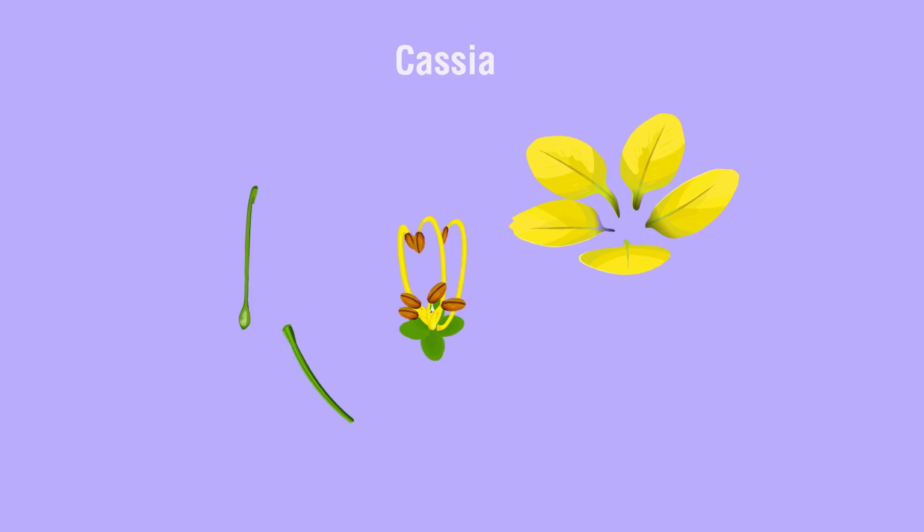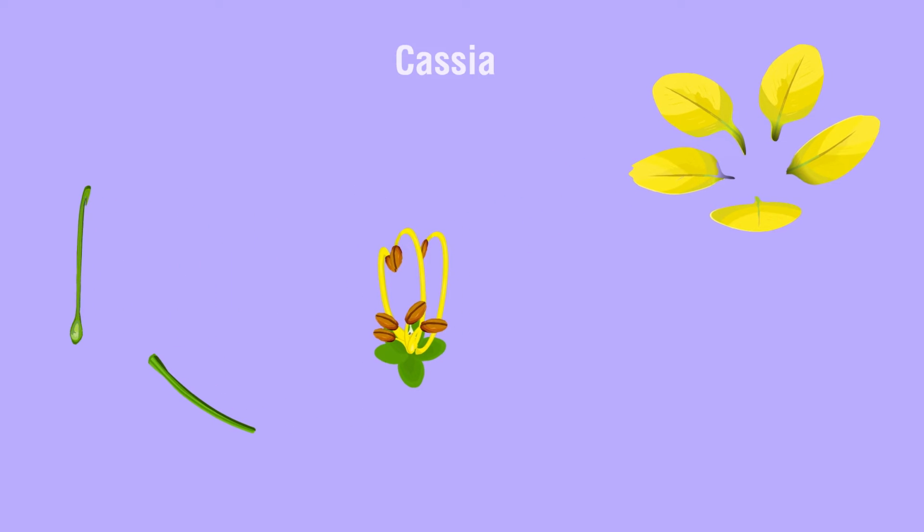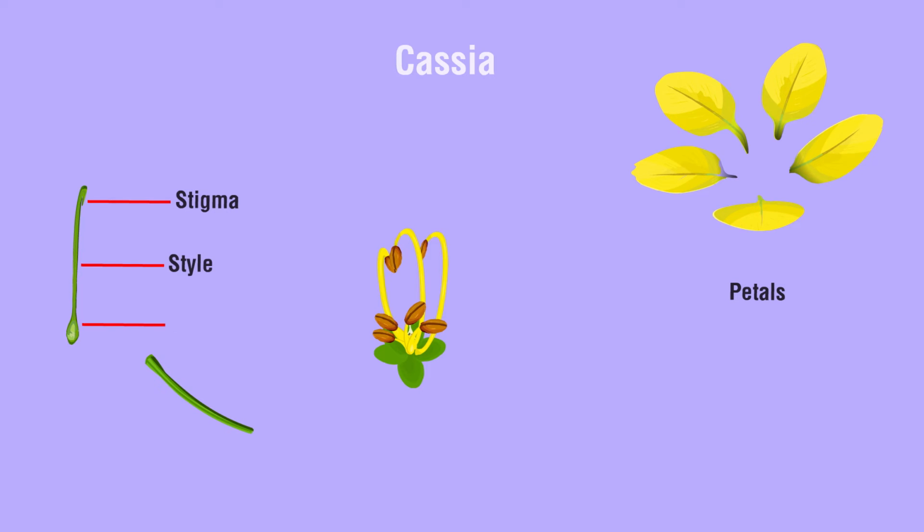Let's take the count of each whorl in cassia flower. The cassia flower comprises 5 petals. Stigma, style, and ovary constitute the pistil. Anther and filament constitute the stamens. The small stalk-like structure supporting a single flower is called the pedicel.